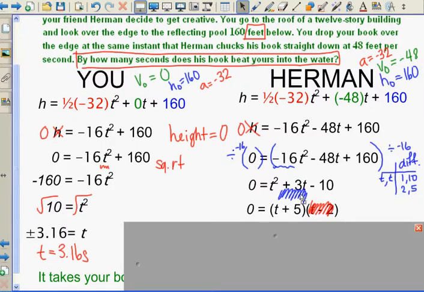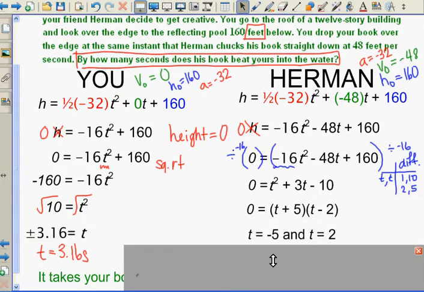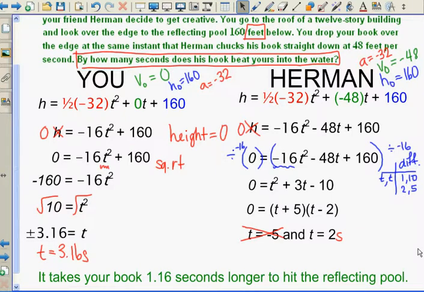So what makes this quantity 0? Well, if t was negative 5, that would be 0. What makes that one 0? If t was positive 2, right? So t is negative 5 and t is 2. Now we know that in context, time is not really going to be negative. So Herman, remember, threw his book downward. His book only takes 2 seconds to get to the water. Yours takes 3.16 seconds. So your book takes 1.16 seconds longer to hit the reflecting pool.